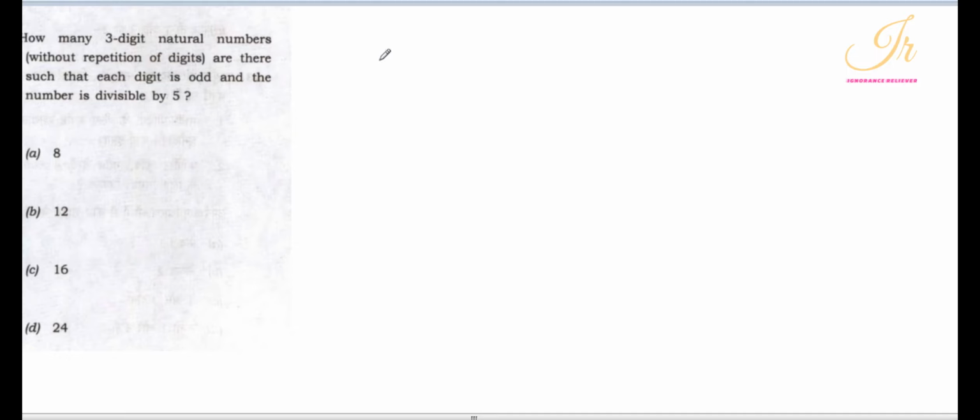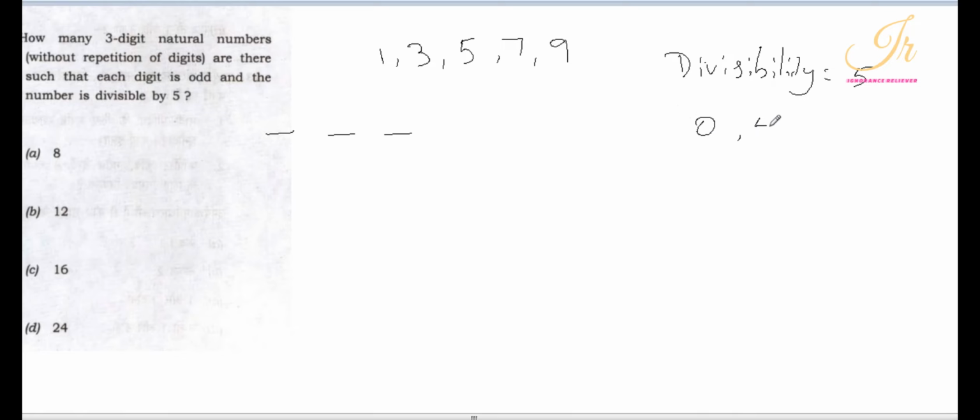So what are all the odd numbers that you know? 1, 3, 5, 7 and 9. These are the odd numbers that we have, right? So we are going to form only a 3-digit number. Another keyword is that the number should be divisible by 5. So what is the divisibility rule for 5? The number should end with 0 or 5. So only those numbers that end with 0 or 5 will be divisible by 5, isn't it?